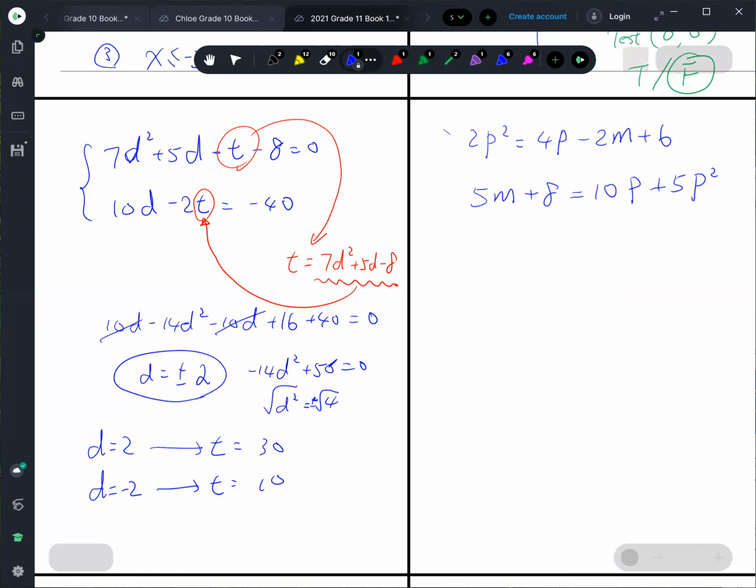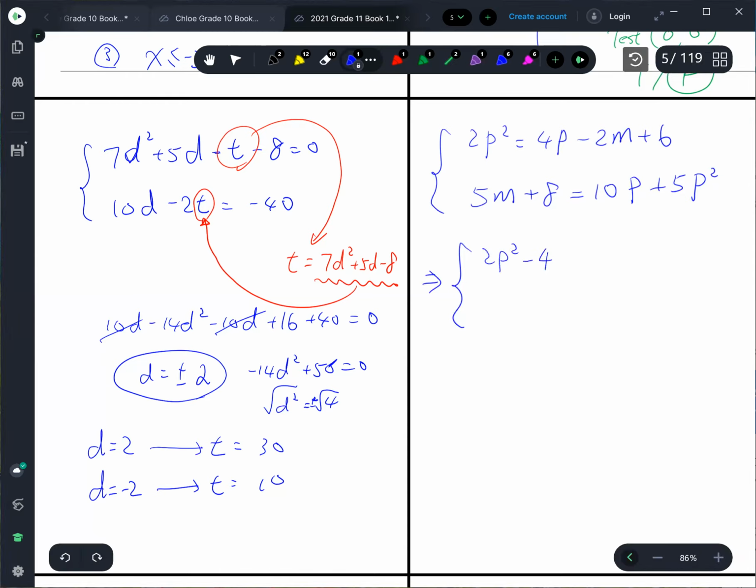Okay, the first thing you do is you move everything to one side. I'll put them in order, right? What do you have? So one side can be 0 equals 2p squared minus 4p plus 2m minus 6 equals 0.